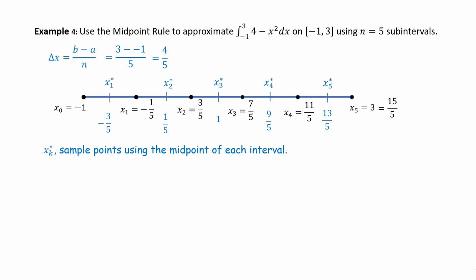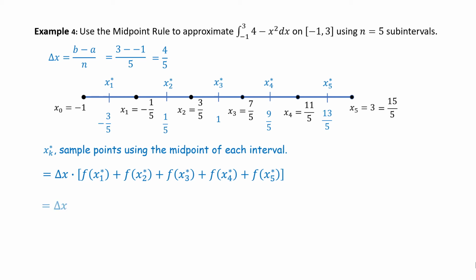The integral is approximated by delta x times the quantity f evaluated at x sub 1 asterisk plus f evaluated at x sub 2 asterisk plus the function evaluated at x sub 3 asterisk plus the function evaluated at x sub 4 asterisk plus the function evaluated at x sub 5 asterisk. Let's put in our values.